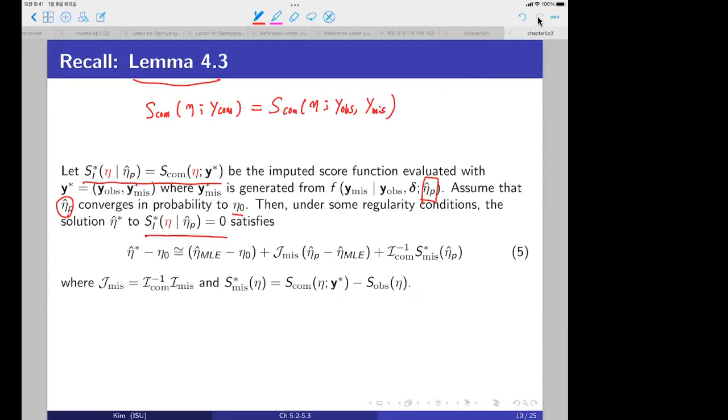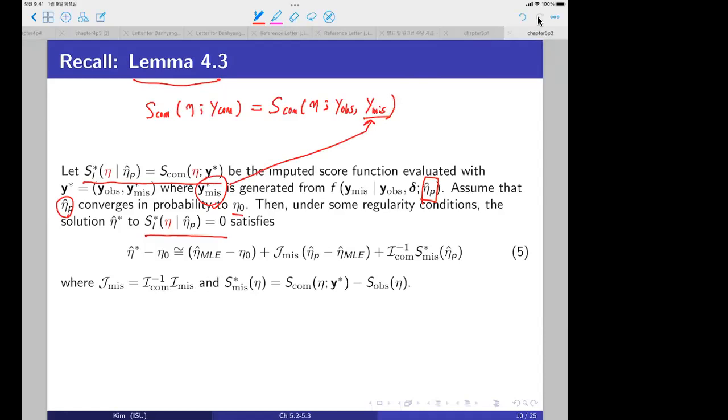So your complete sample score function has an observable part and a missing part. And now since this is missing, you use the imputed value here, and then use that to solve it. And then the updated one can have this result, right? So that is what we learned already, what we started before.